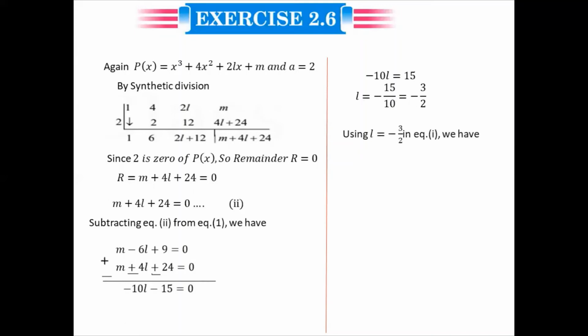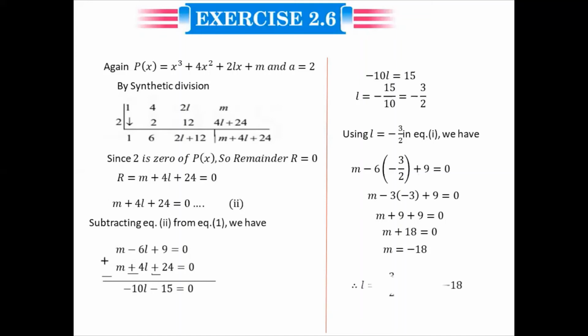Using l is equal to minus 3 by 2 in equation 1, we have m minus 6l, so the value of l is minus 3 by 2, plus 9 is equal to 0. After simplifying we have m plus 9 is equal to 0, m plus 18 is equal to 0. So m is equal to minus 18. So the required values of l and m are: l is equal to minus 3 by 2, m is equal to minus 18.